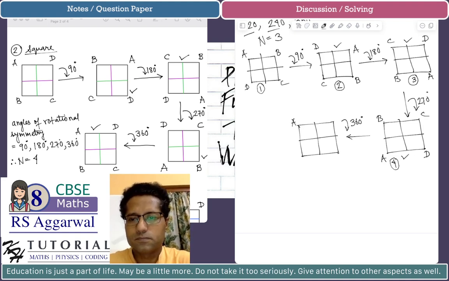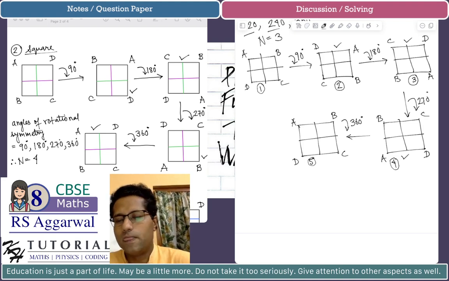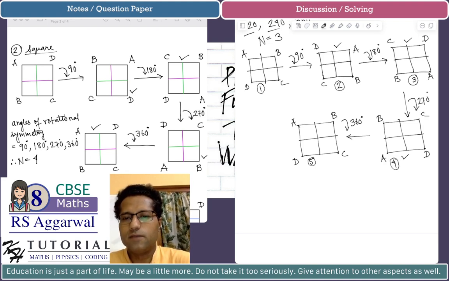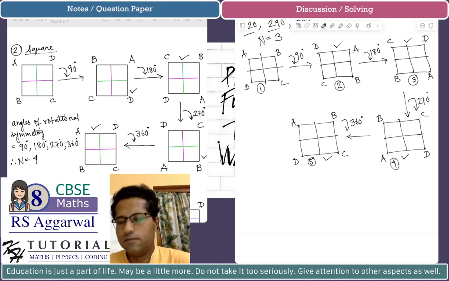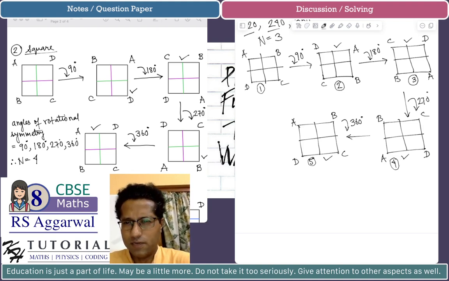Basically now at position 5, the square is exactly the same as the square in position 1. So this square in position 5 is also looking identical to the original square, which is the square in position 1. So how many right signs do you see? You see 4 right signs.